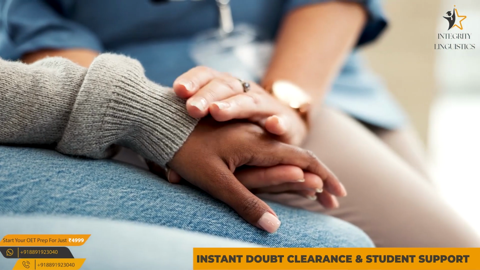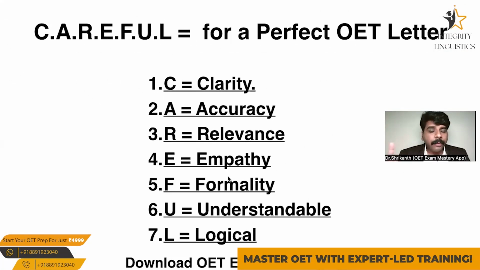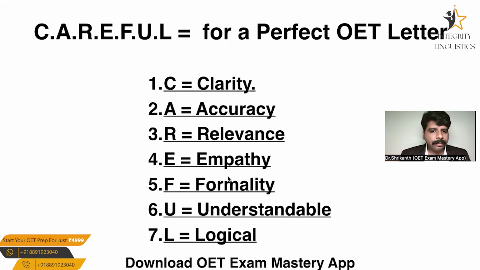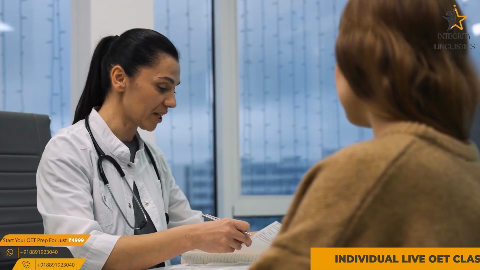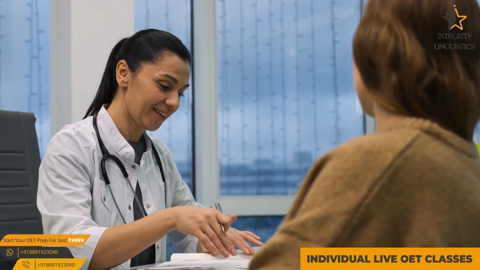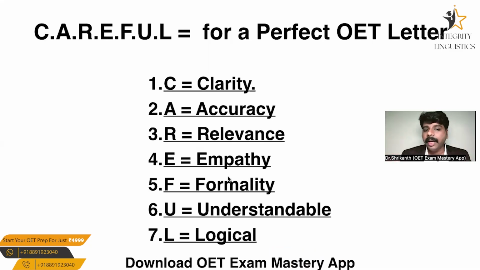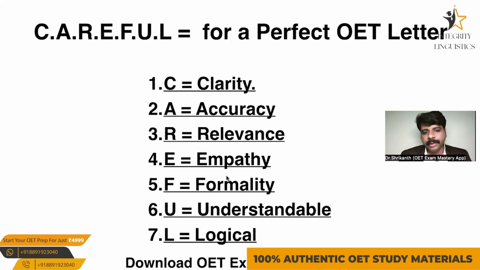E stands for empathy. You're a medical professional. What is the number one thing a medical professional is required to have? Empathy for the patients. You're writing for a patient, about a patient, for the patient's well-being. So you need the skill to understand the patient's current situation, understand what the patient needs, and write your letter with care, with the intention of the well-being of the patient, to the other person. That mindset change is very, very important, and the OET evaluators will definitely give importance to this.